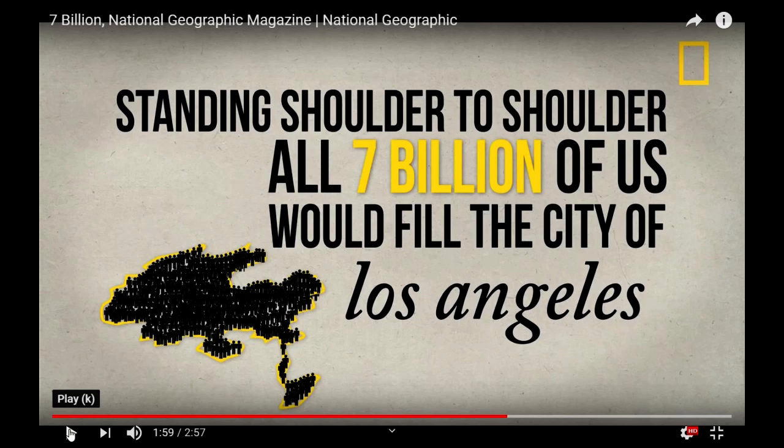So this is an interesting statistic. If everybody was standing shoulder to shoulder, we would only fill up the city of Los Angeles, right? So we've got this kind of image about overcrowding. Do we really have an overcrowding problem globally? No. Do we have overcrowding issues in some areas? Yeah, for sure. So this isn't really a global concern. It's specific to certain areas, right?